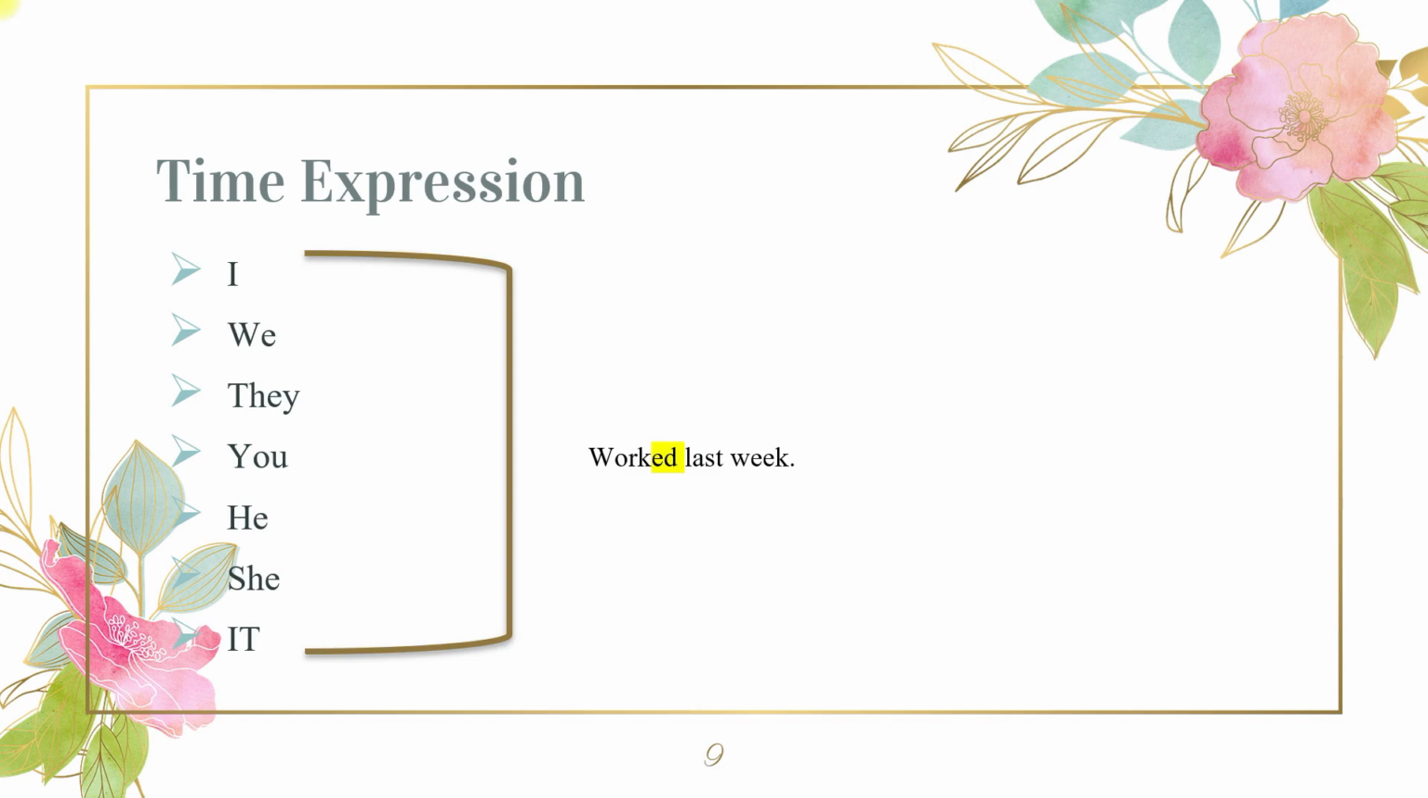So in this part, the sentences show how we can use the subject plus past form of the verb, or verb two, with the time expression, like I worked last week, we worked last week, it worked last week, he worked last week.